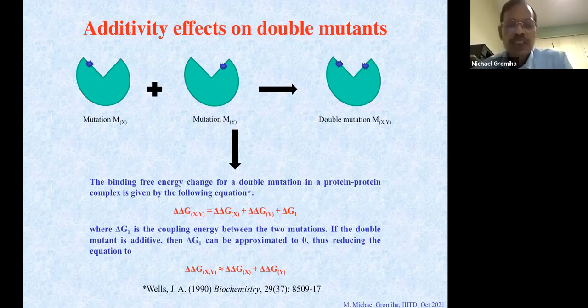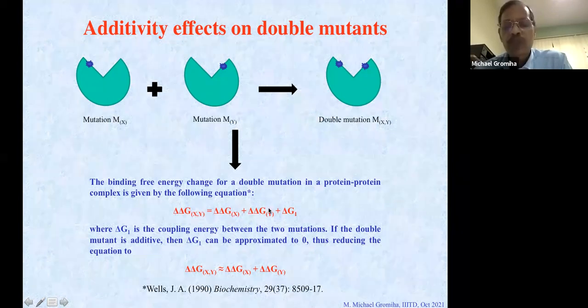So here you can see delta G. You can see mutation 1, X, and mutation 2, Y. And we put in the coupling term. If the coupling term is close to zero, then delta G for XY is equal to delta G of X plus delta G of Y. In this case, it is additive. Otherwise, it is non-additive.